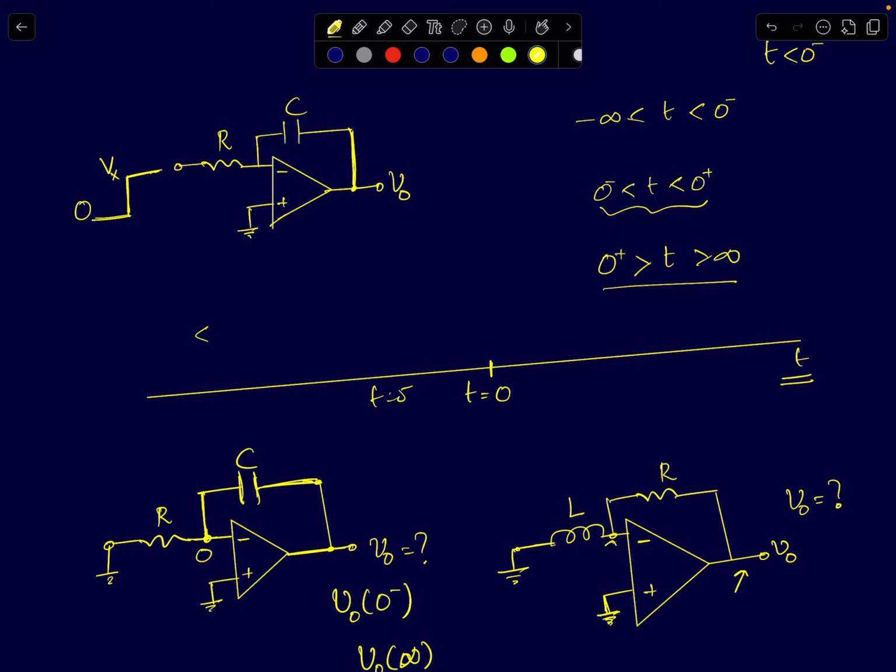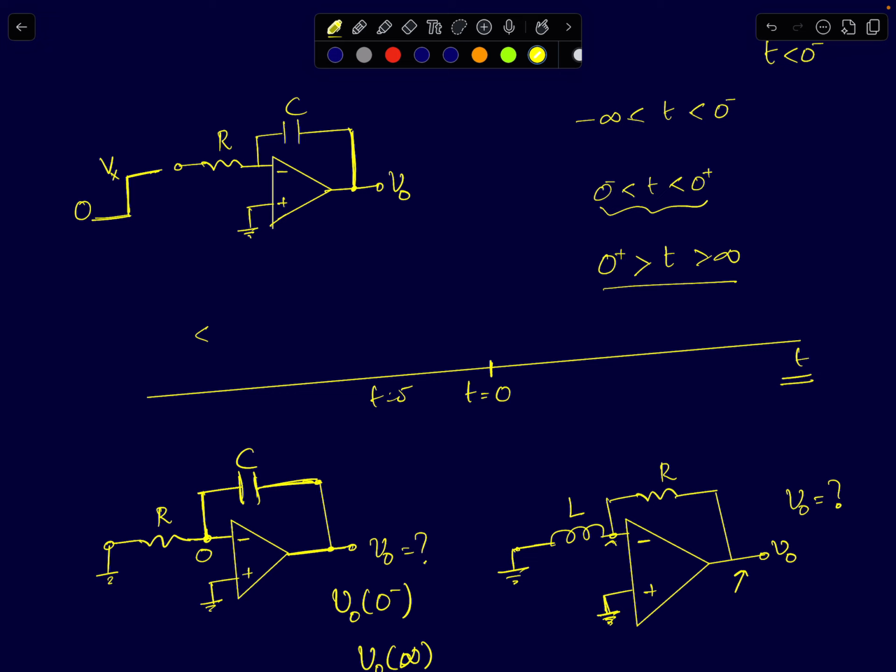Hi everyone. Since we have started our discussion on the frequency response and the transient response of op-amp based circuits, I thought it's the right point to introduce some very simple circuit analysis techniques to analyze these op-amp based circuits, mainly integrators and differentiators.